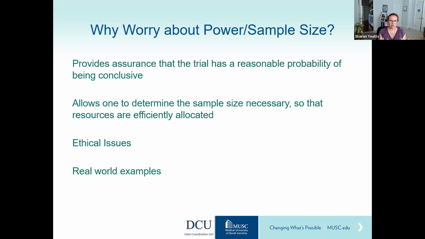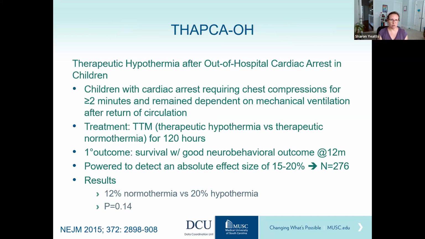So that's the theoretical framework for why we worry about power and sample size, but there are some real world examples that I like to show that solidify why we're concerned. So this study came across my desk 5 or 6 years ago when we were designing a hypothermia trial in the Siren network. So this is the therapeutic hypothermia after out-of-hospital cardiac arrest in children, THAPCA-OH. It was published in New England Journal in 2015.